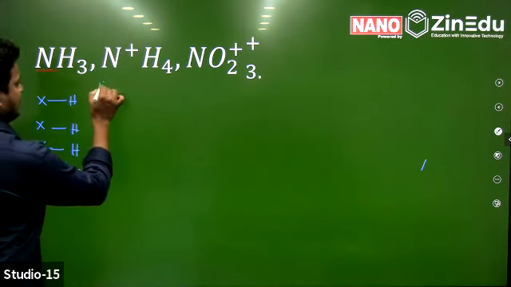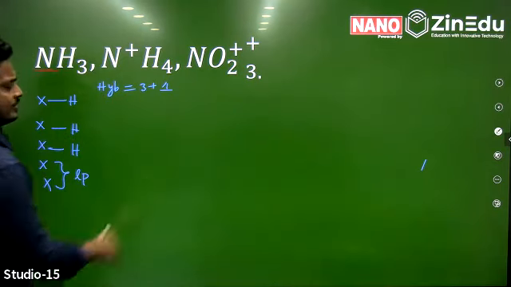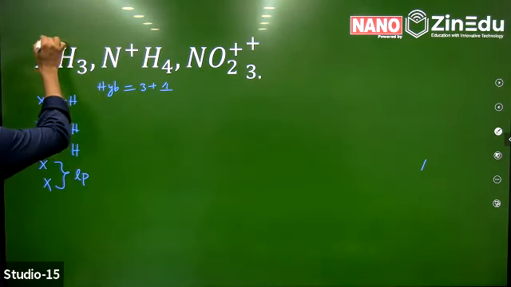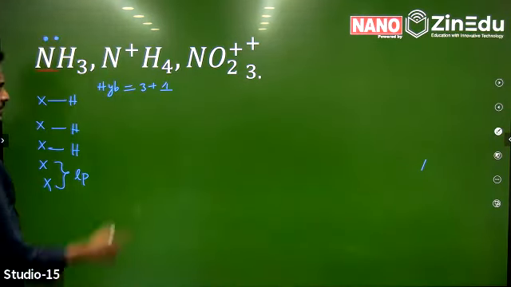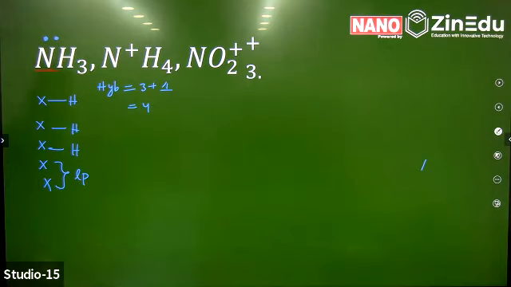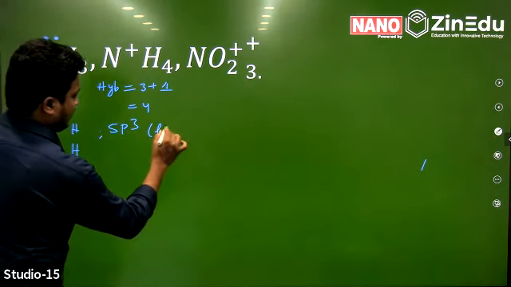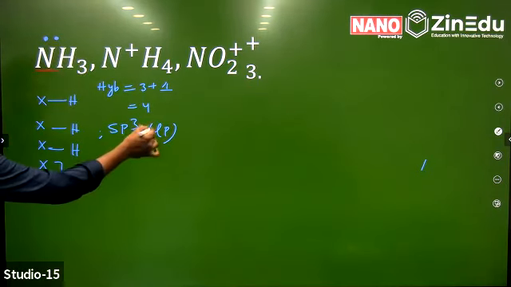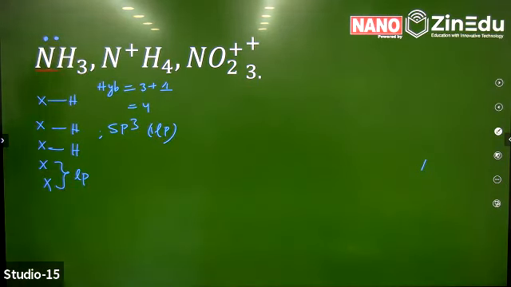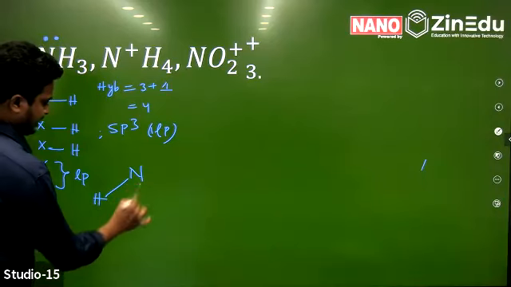Now count out the hybridization. How many sigma bonds are there? 3 sigma bonds. And how many lone pairs are there? 1 lone pair. That is why we always give 2 dots on the nitrogen in ammonia. Total count is 4. Hybridization? sp3. Very good. Shape? Pyramidal. Don't forget, it is sp3 with 1 lone pair, so the shape of the molecule is pyramidal. That is the nitrogen geometry, like this.